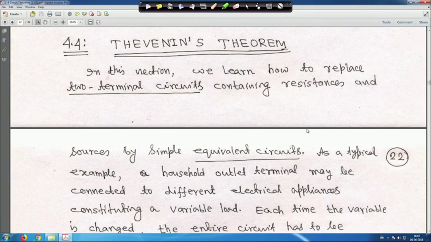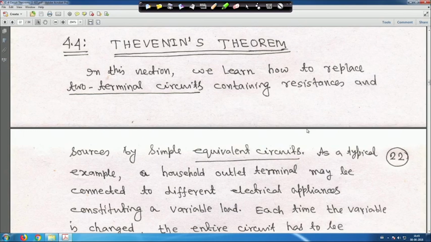As a typical example, suppose you have a large circuit, but your interest is to find the current in a particular branch, and the resistance of that branch is variable while the rest of the circuit is unchanged. Then the rest of the circuit can be replaced by an equivalent voltage called the Thevenin voltage and an equivalent resistance called the Thevenin resistance. So how will we do this?